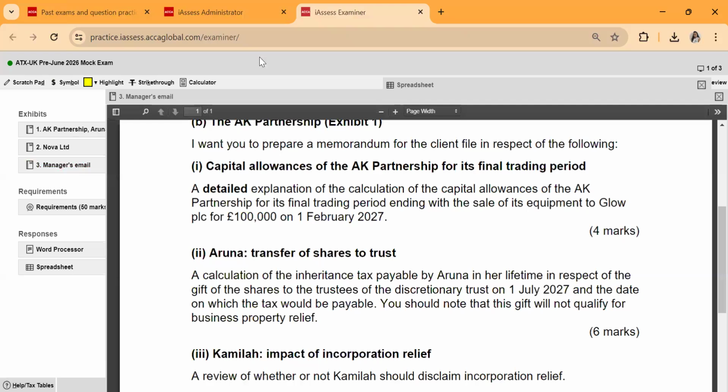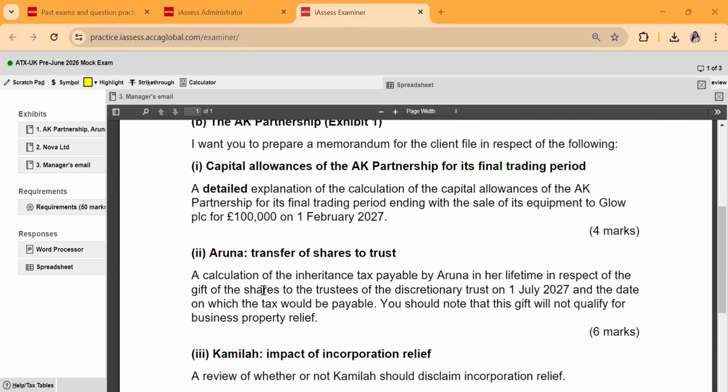And Aruna transfers shares to a trust. No, but we don't have figures, and not every time will the exam have figures. If there are figures, then you will do the calculation. You will calculate what BPR is available. Now, here we have a calculation in the second part.